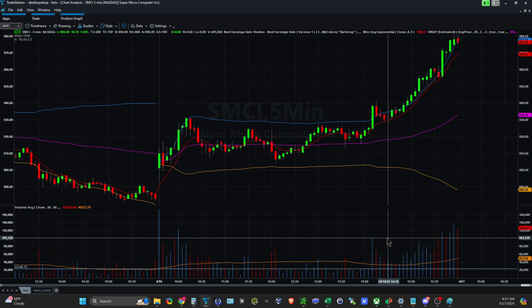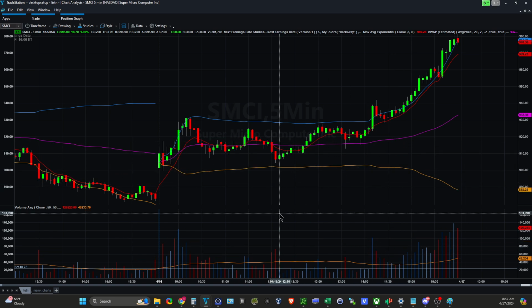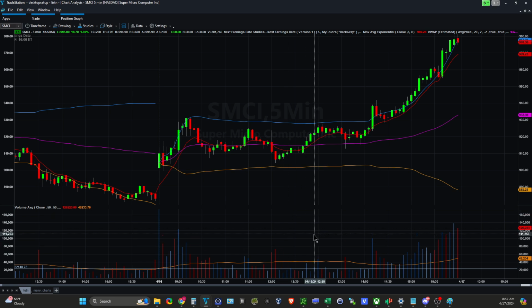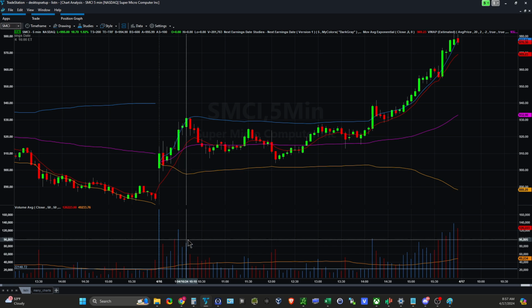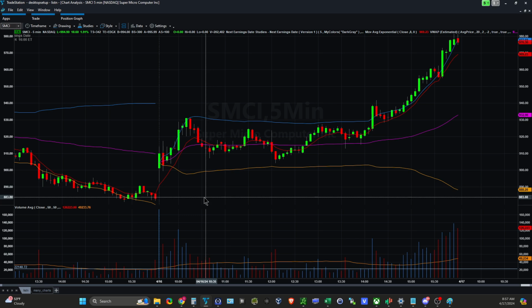Like for example here, I'll just give a 5-minute example. So here we've got the highest volume candles are in the first about half an hour. This is yesterday, so that would be 416.